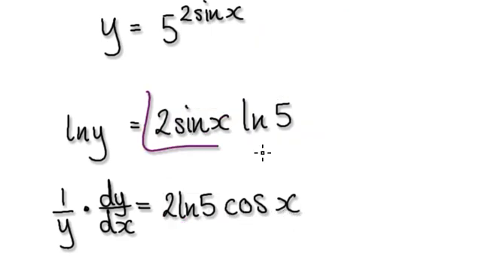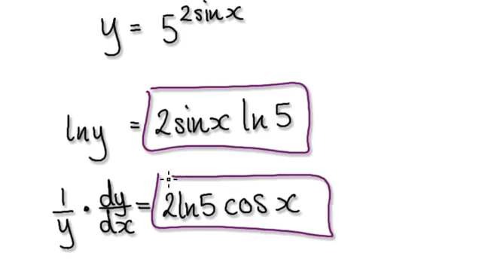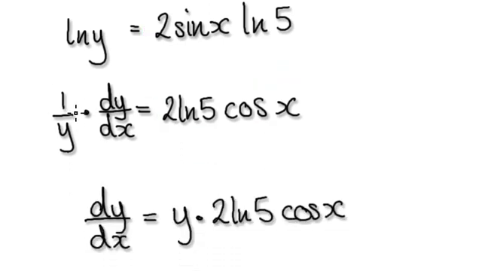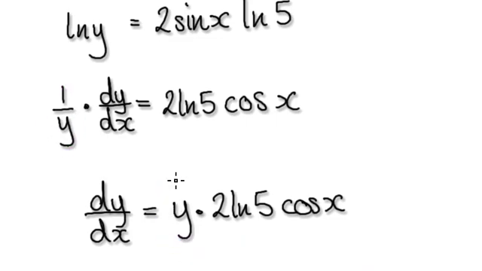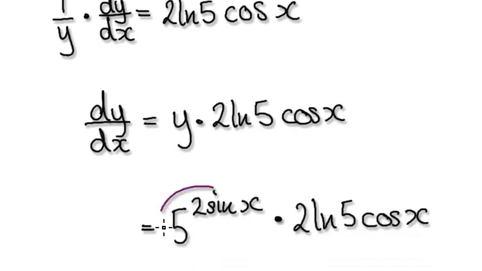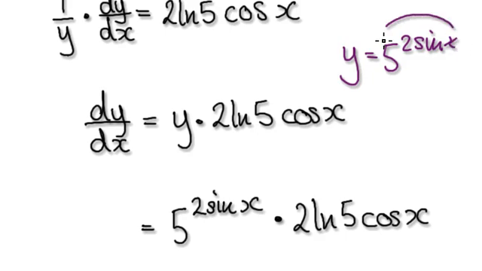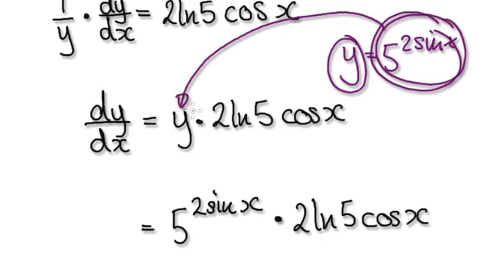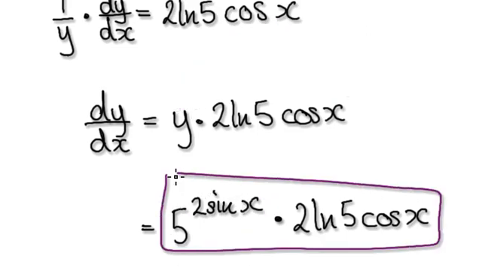Well, anyway, differentiate this with respect to x. That will then give you this. Okay, and then times both sides by y here. That will then give you this. And remember, originally y was this. The original question was differentiate y equals 5 to the power of 2 sine x. So now that we remember y is this thing here, we can put this into the y, giving us this. So overall dy by dx is given by this. Okay.